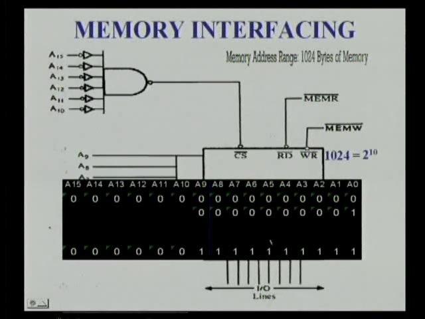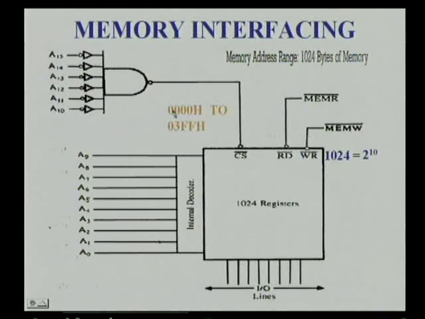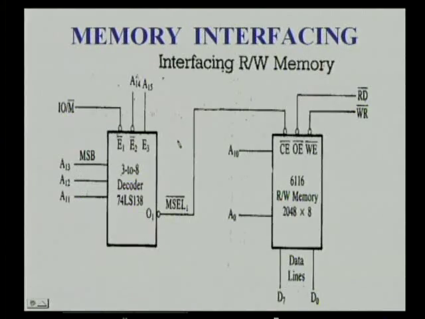Here this is the higher order address, this is the lower order address. In the higher order address, from A10 to A15 they are all zeros. So the higher order address will be 0000, and the lower order address, that is the address of the last memory location, will be 0011, that is 3, and all ones, that is FF. So its address will be 0000 03FF.